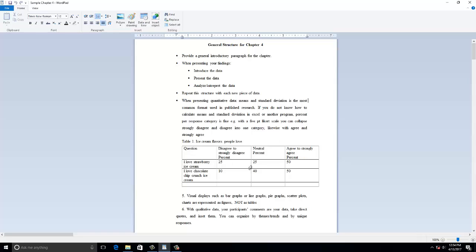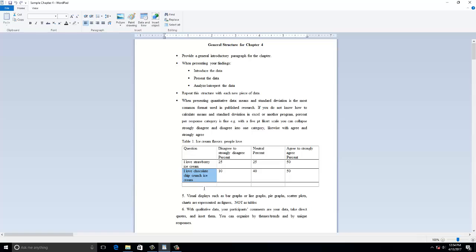So when we look at this breakout of the data, what we see is that 25% of our respondents disagree to strongly disagree that they love strawberry ice cream. 25% of our respondents are neutral. They don't have a preference one way or the other to the statement, I love strawberry ice cream, while 50% agree to strongly agree that they love strawberry ice cream. And I want you to notice in the way that I talked you through the presentation, you need to present your data as the question itself is worded.